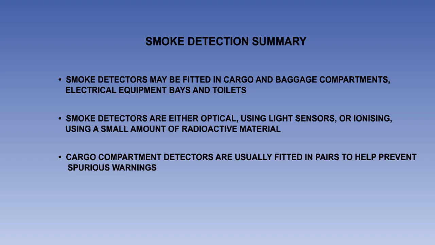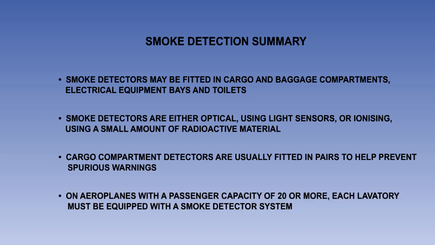Cargo compartment smoke detectors are usually fitted in pairs to help prevent spurious warnings, both detectors needing to sense smoke before a warning is given. It is a regulatory requirement that on aeroplanes with a passenger capacity of 20 or more, each lavatory must be equipped with a smoke detector system or equivalent that provides a warning light in the cockpit, or provides a warning light or audible warning in the passenger cabin that will be readily detected by a cabin crew member.